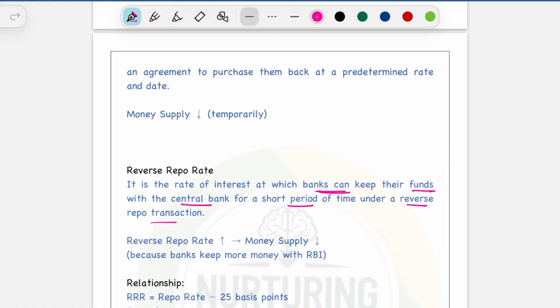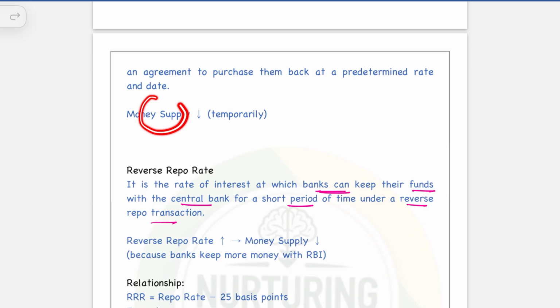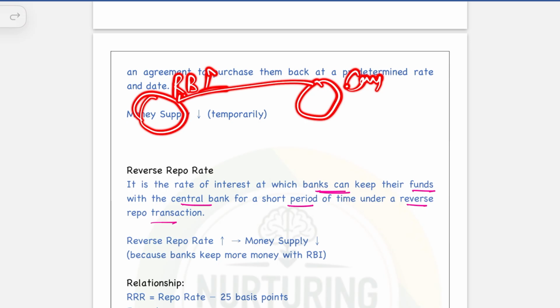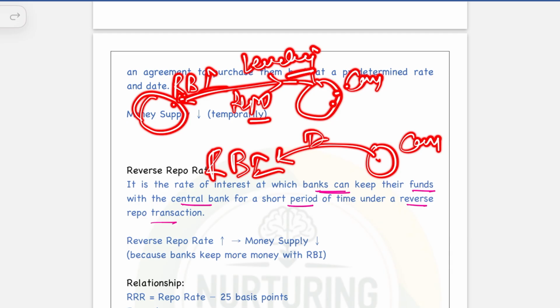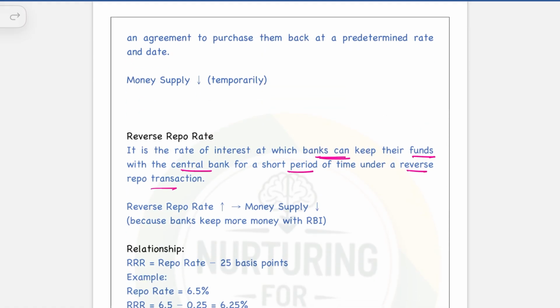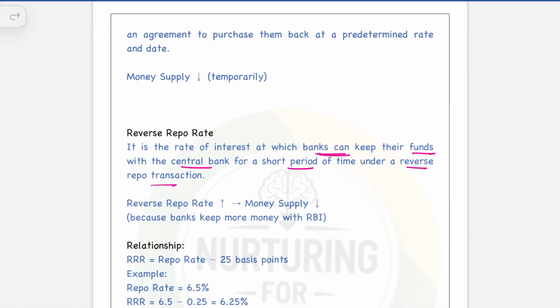So what happens in the case of repo is there is this central bank, which is the RBI, and then there is this commercial bank, and the RBI would be lending to the commercial bank in case of repo. However, the reverse of this happens in the case of reverse repo, where commercial banks keep their deposits with the RBI, and so when the reverse repo rate increases, the money supply decreases. How does that happen?